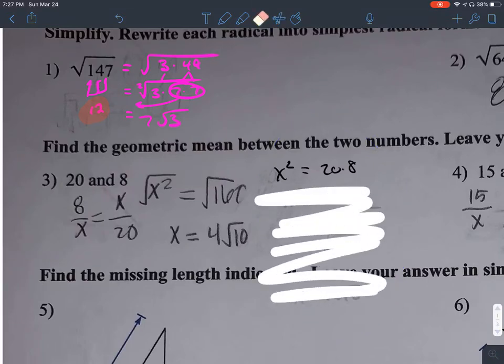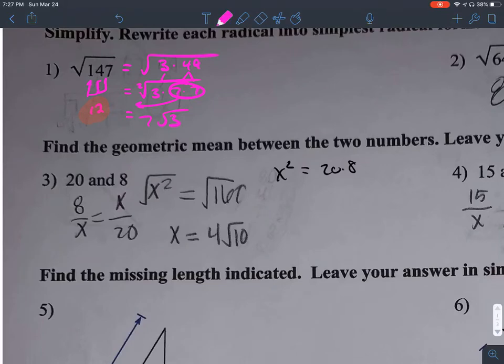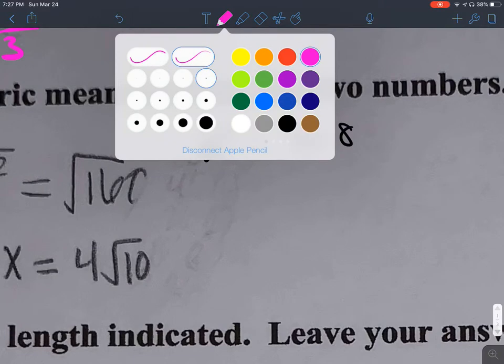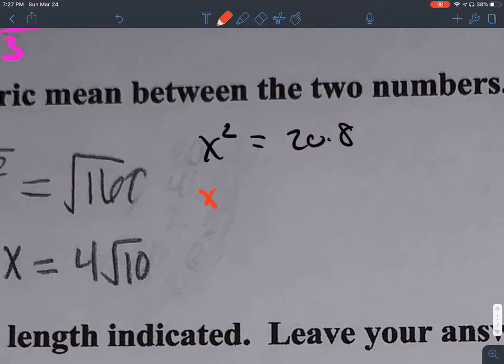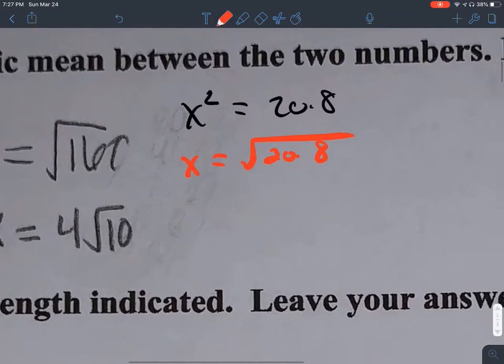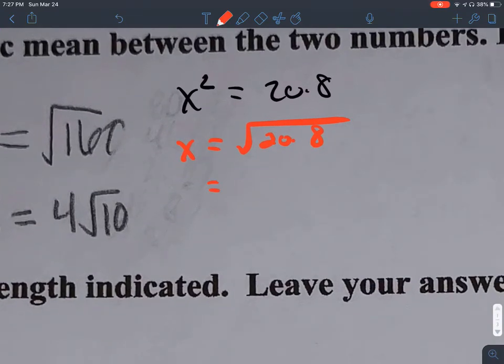If I was using that method for this problem, I would never actually multiply the 20 and the 8. You're just creating more work for yourself. So check how nice this is for a problem like this. To get x by itself, I square root both sides, so I get this. Notice I'm not actually multiplying the 20 times the 8. It's just creating work for me. 20 as prime numbers, or getting closer to prime, is going to be 4 times 5. 8 breaks down to 4 times 2.